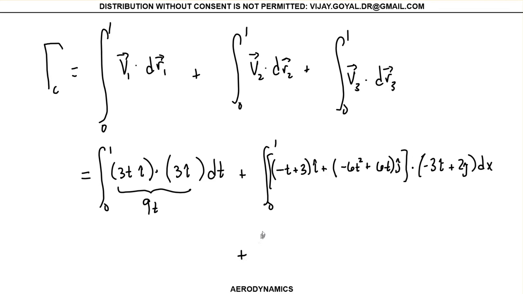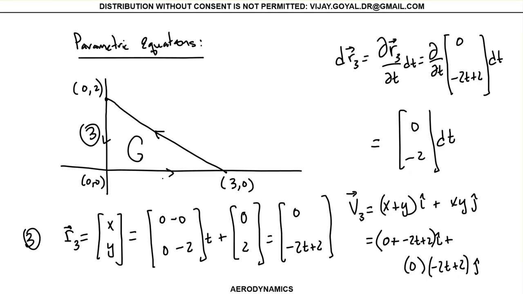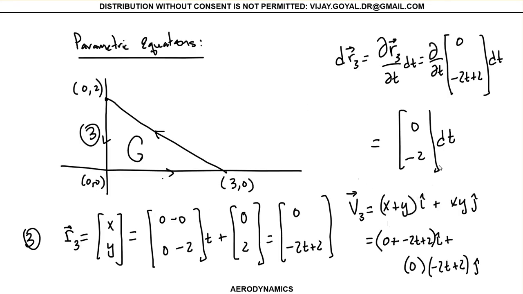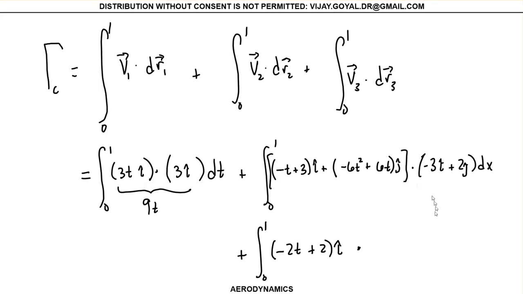Okay, so your last integral would be 0 to 1, and v3. This one is also easy. v3 is actually, this goes to 0, so you're just left with this term. So left with minus 2t plus 2 i dot dr, which is minus 2 j dt. So this is actually equal to 0. And so what this is basically saying is the circulation along the third path is 0 for this velocity field.